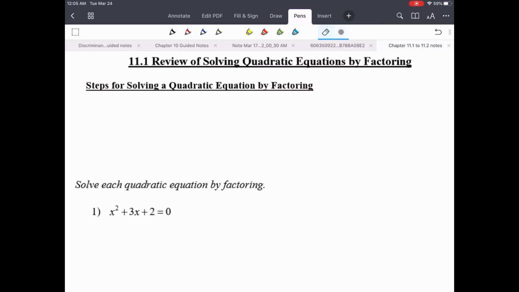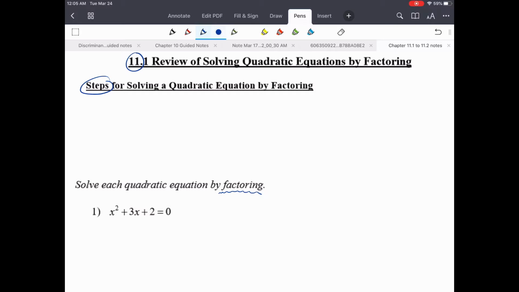Okay, let's go over 11.1, which is a review of solving quadratic equations. Chapter 11 in general is going to cover a lot of quadratics and all the different ways that we can solve quadratics, some of which we already know. This is going to be one of our review lessons here for 11.1, which is going to kind of focus on factoring. We're going to go over the steps here for solving a quadratic by factoring.